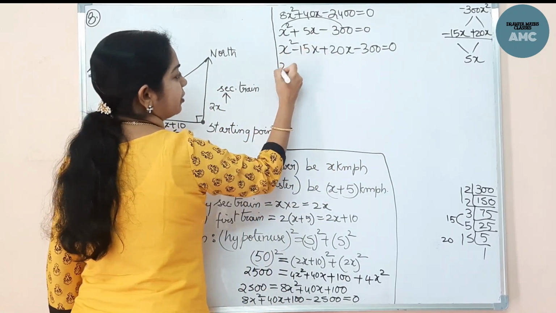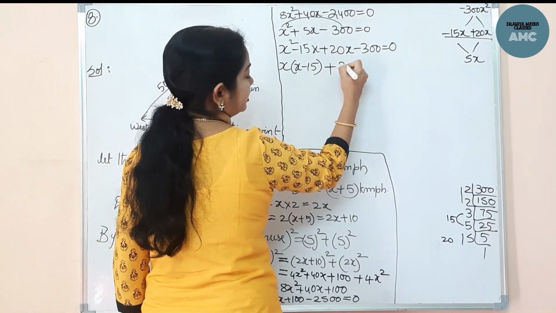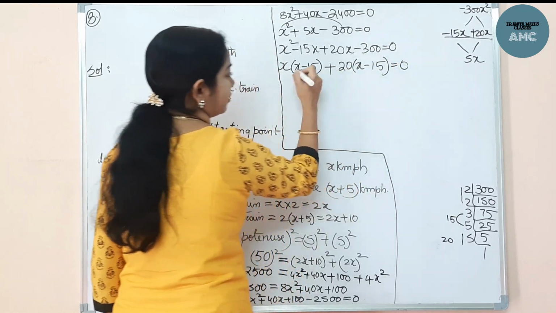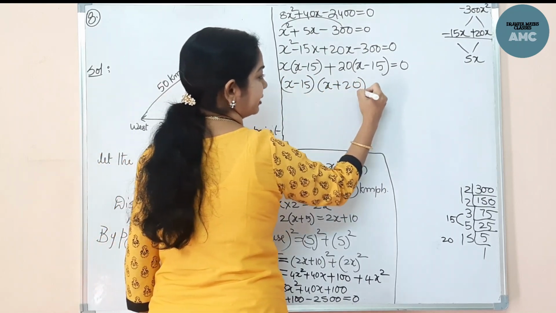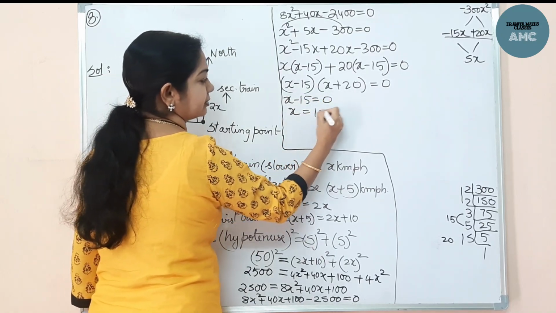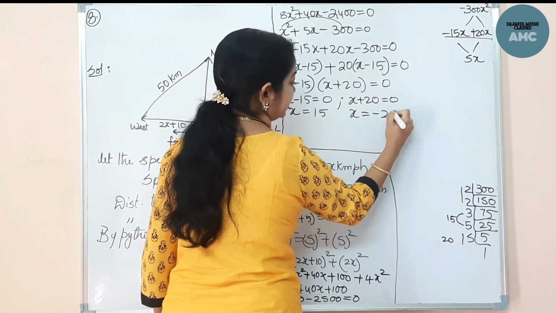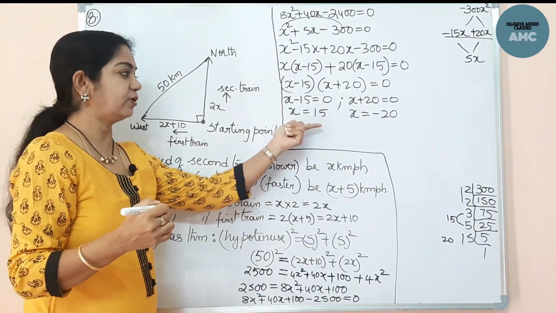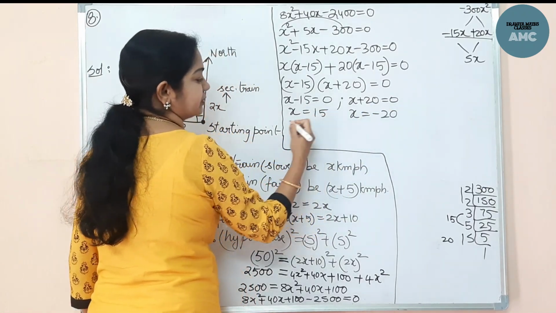Now in these two, take the common x minus 15 out. Now what is common here? 20, x minus 15. 20 into 15 is 300. Now the common thing is x minus 15, and x plus 20 is remaining. So x minus 15 is 0, so x is equal to 15. Now x plus 20 is 0, x comes to minus 20. Now what is x? The speed of the second train. Speed cannot be taken as negative, so we will avoid this and take x equal to 15.